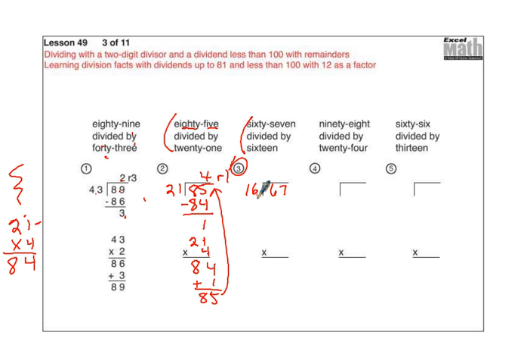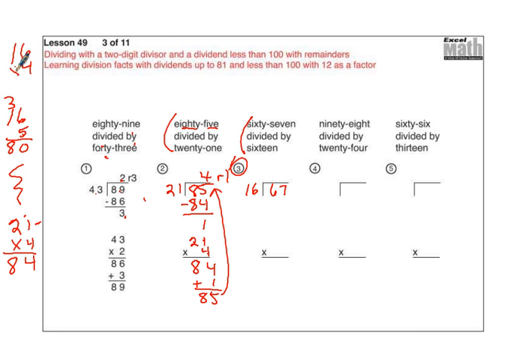Okay, how many times do we think 16 can go into 67? Let's try 5 times. 16 times 5. 6 times 5 is 30. Carry the 3. 1 times 5 is 5, plus 3 is 8. Ooh, 80. That's a little too big. We can't go above 67. So we'll try a different one.